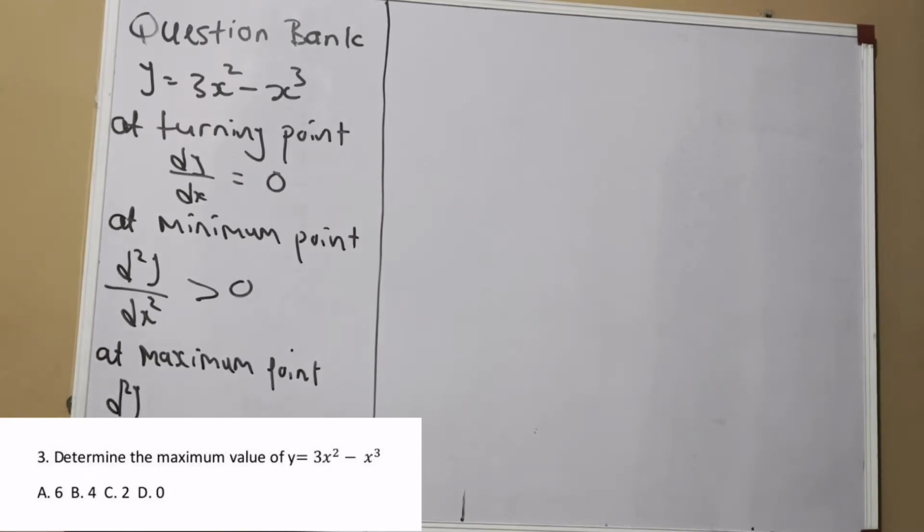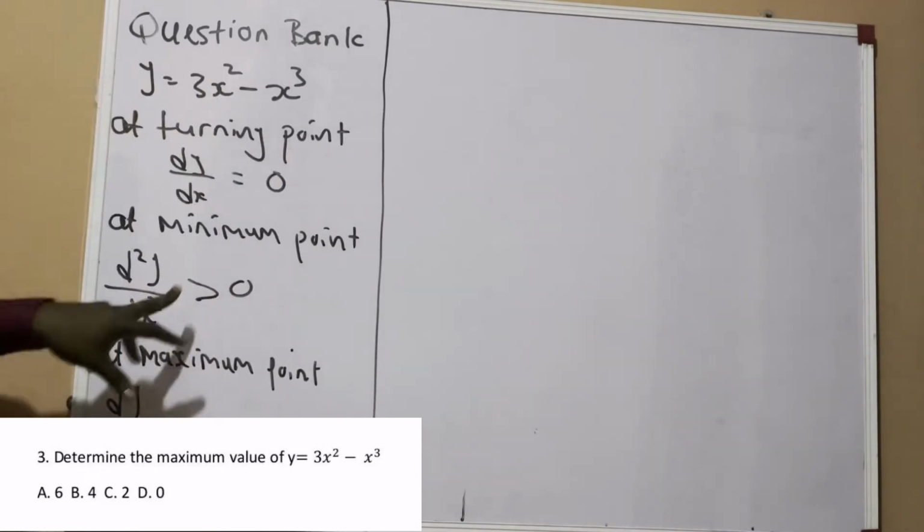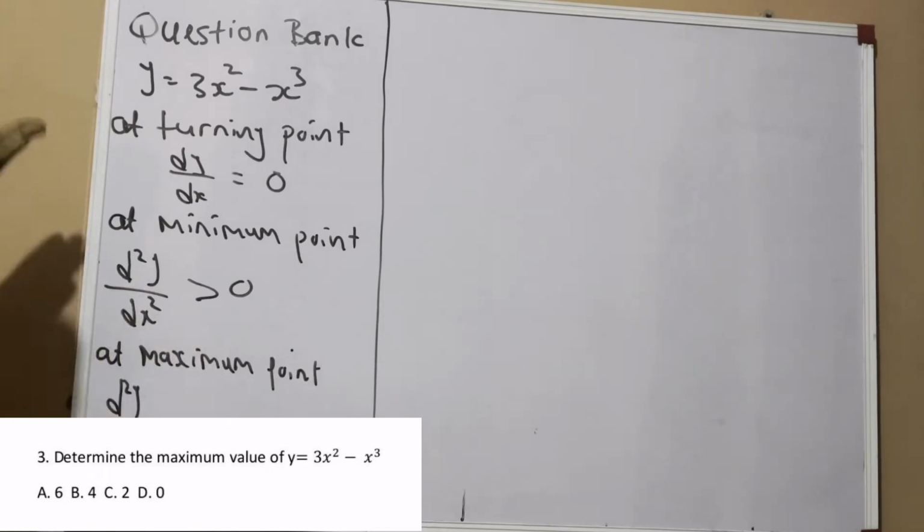Now, watch what I'm about to do here. Turning point is dy over dx equal to 0. Minimum point, second derivative is greater than 0. Maximum point, second derivative is less than 0. So now, what are we going to do to solve this question?